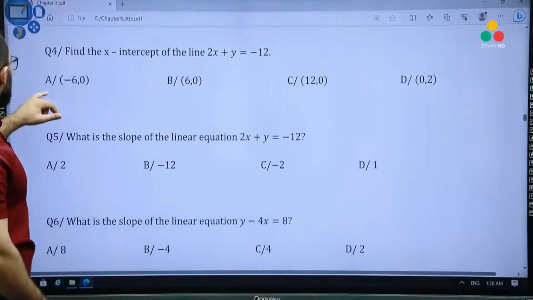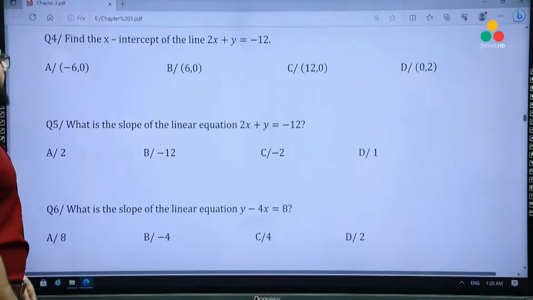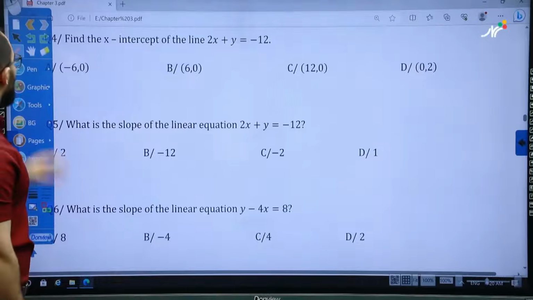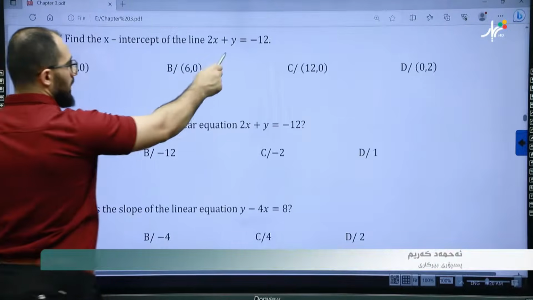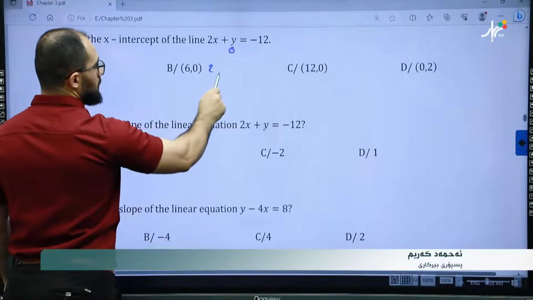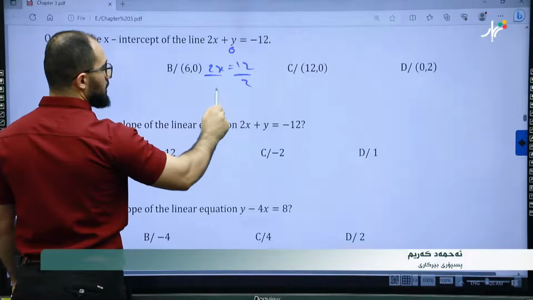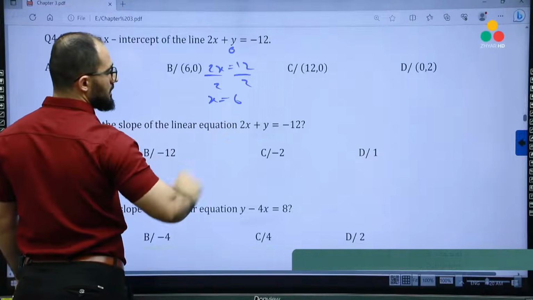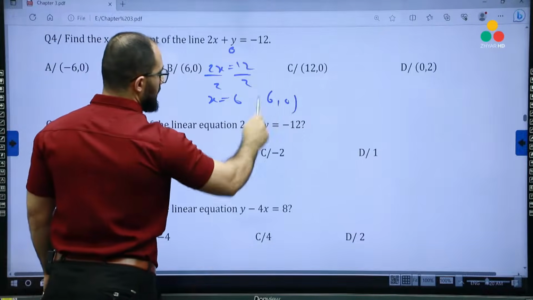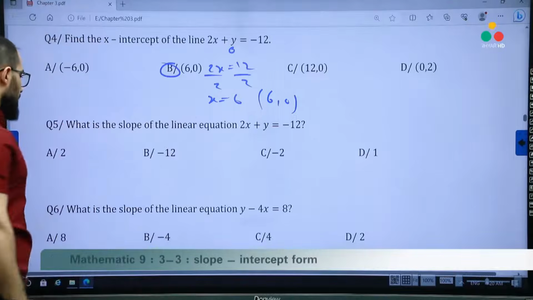Question 4: find the x-intercept. It means y is equal to 0, right? With y equal to 0, 2x is equal to 12. So divided by 2, x is equal to 6. So (6, 0), it is B.